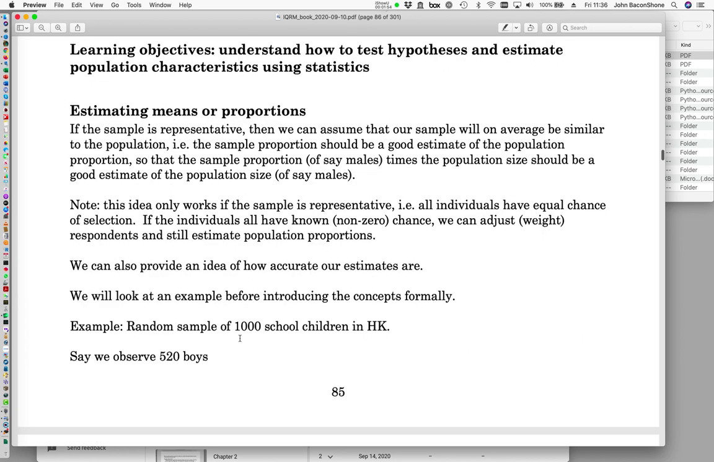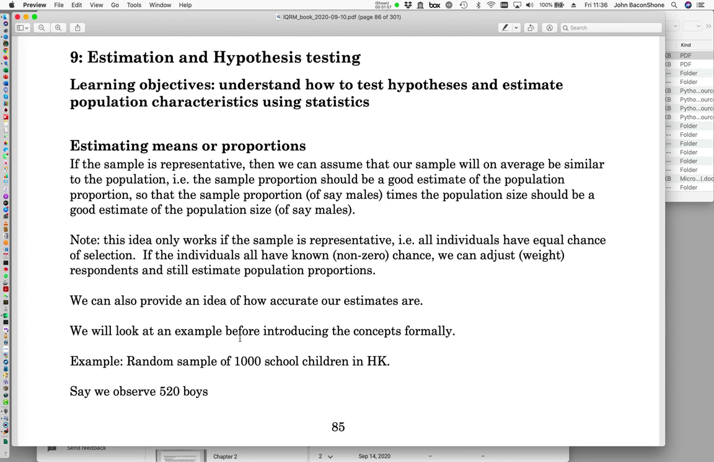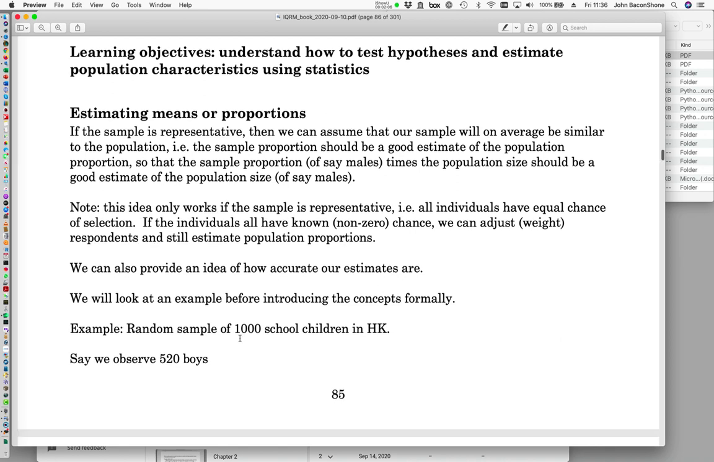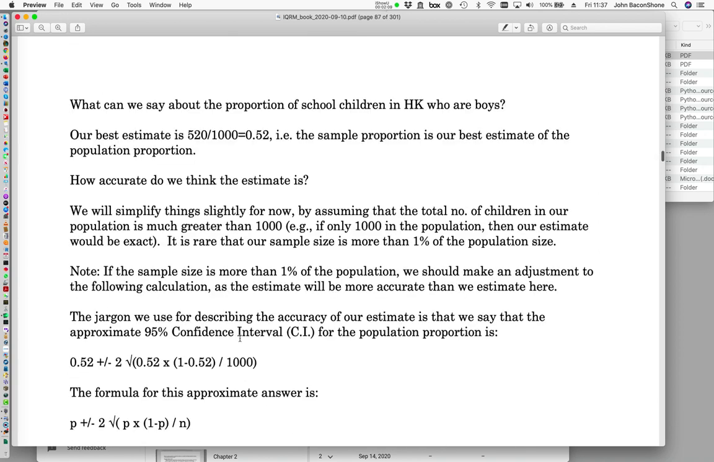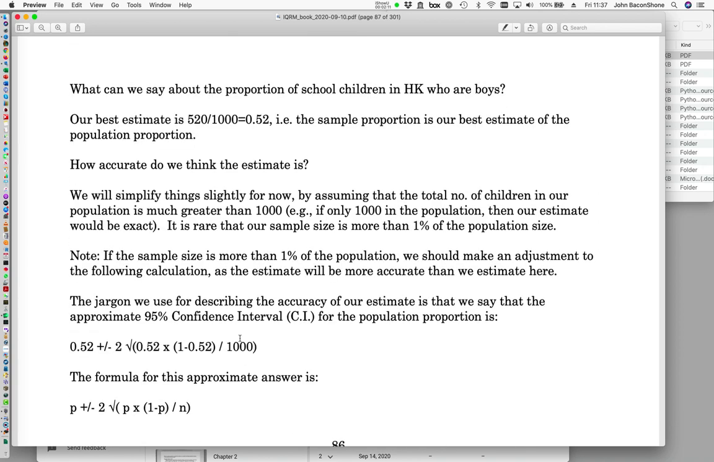We're going to start with an example. Let's say we drew a random sample of 1,000 school children in Hong Kong, and of those 1,000 children we observed 520 boys and 480 girls. So what can we then say about the proportion of school children in Hong Kong as a whole who are boys? Obviously our best estimate is going to be the sample proportion, which is 520 over 1,000, in other words 52%. But how accurate is that estimate? That's not at all obvious, right?